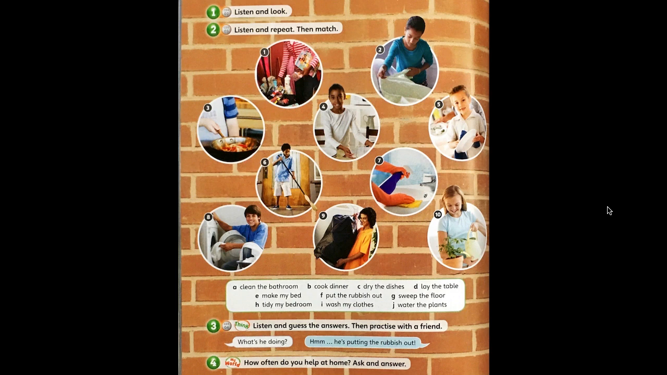Okay, now that's good. I think you've listened enough to this very beautiful conversation between the teacher, Emma, and Carla. Now, what we're going to do is look at the pictures and I want you to try to match the pictures 1 to 10 with the letters and the jobs A to J.